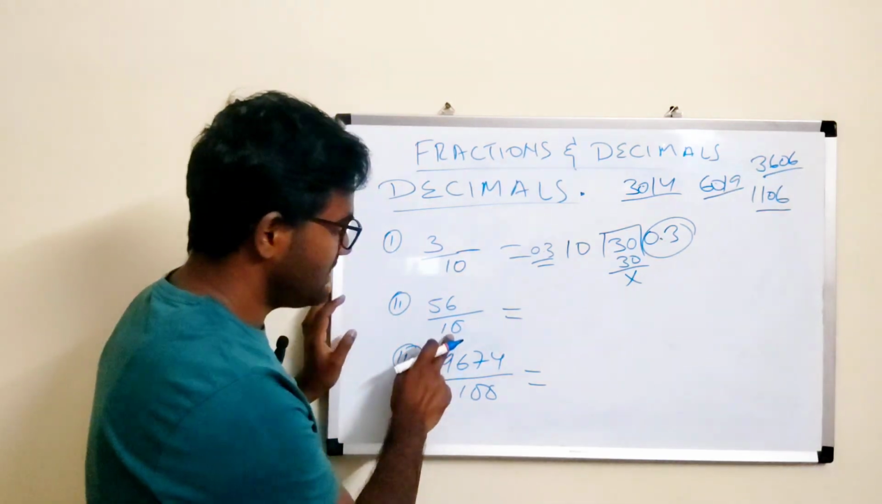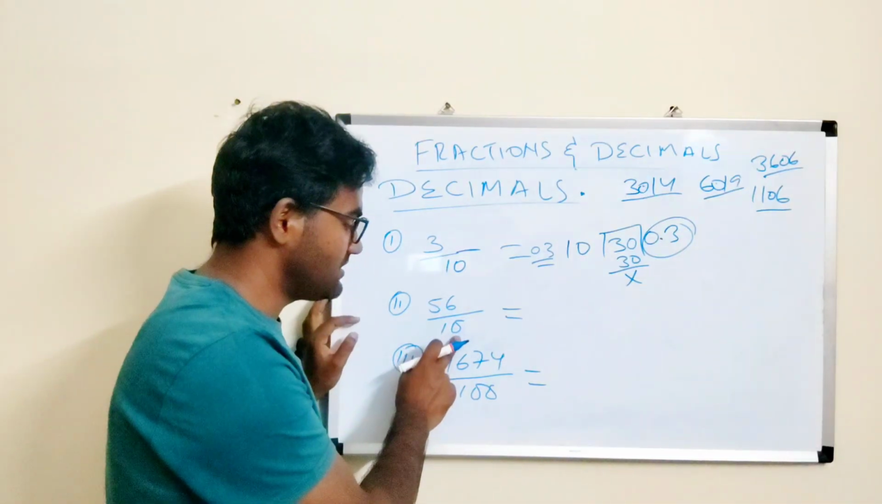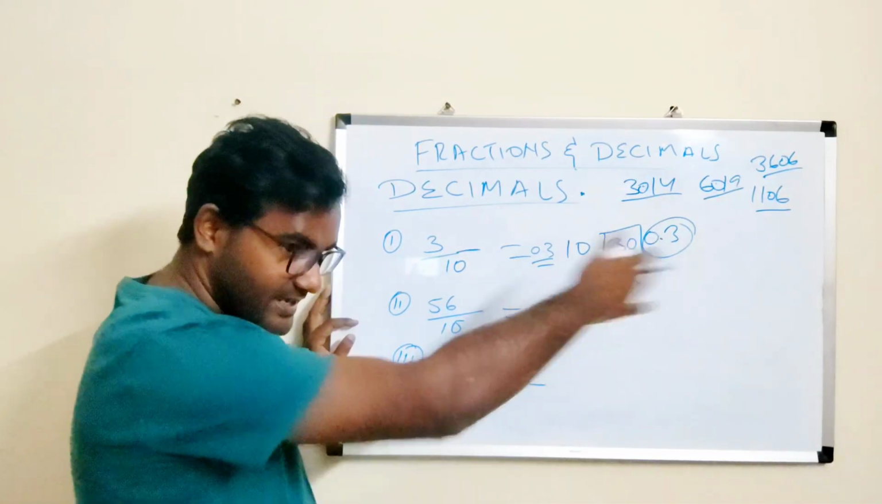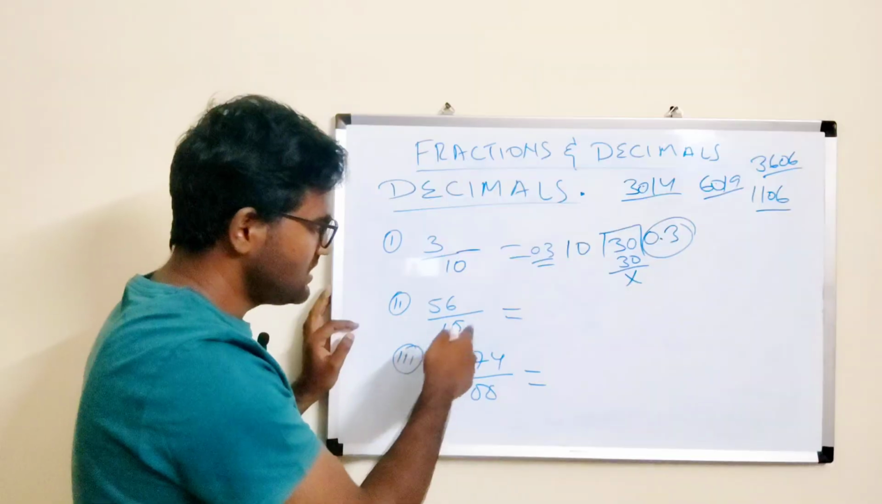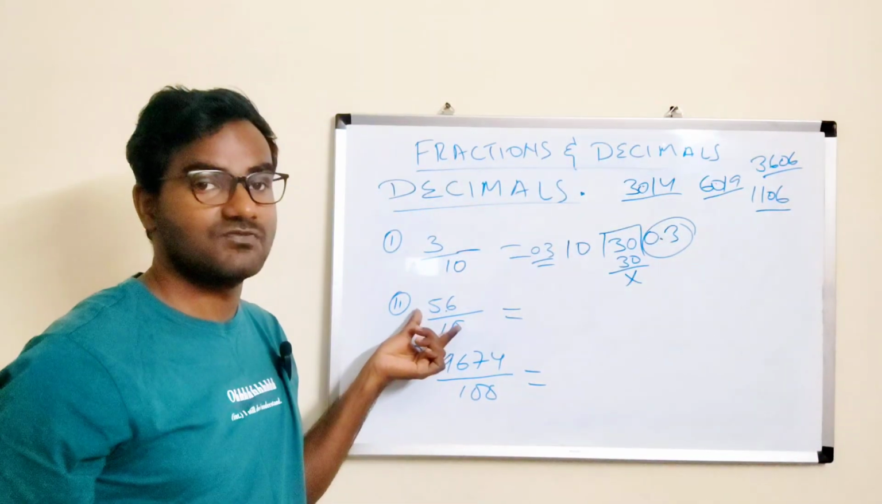So you see here how many zeros? One zero only, right? So always understand, if you have one zero here, then from the right side you come towards the left side, and you just put a point here. This will be your answer. 5.6 will be your answer.